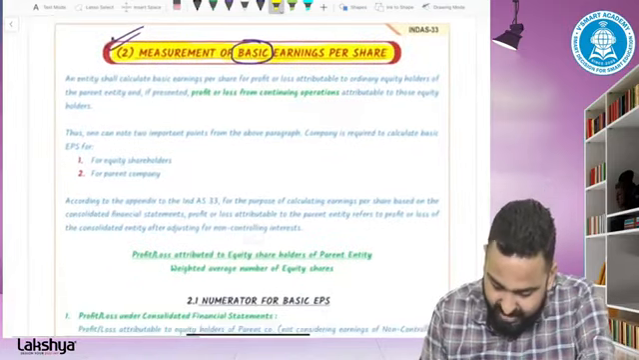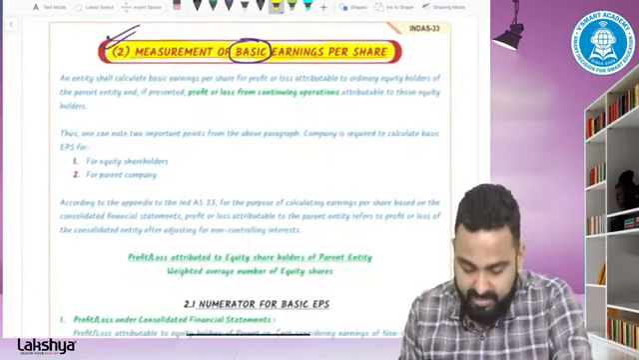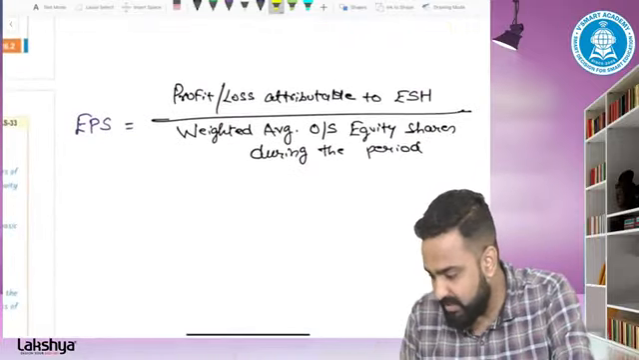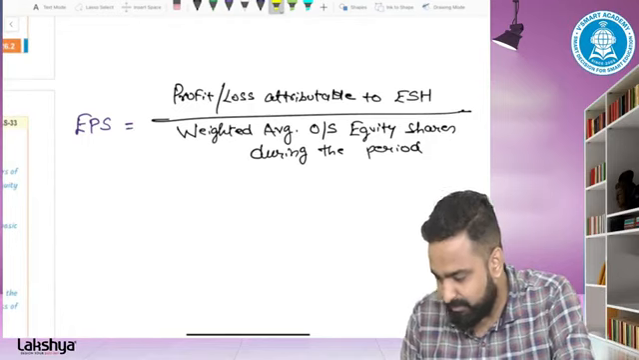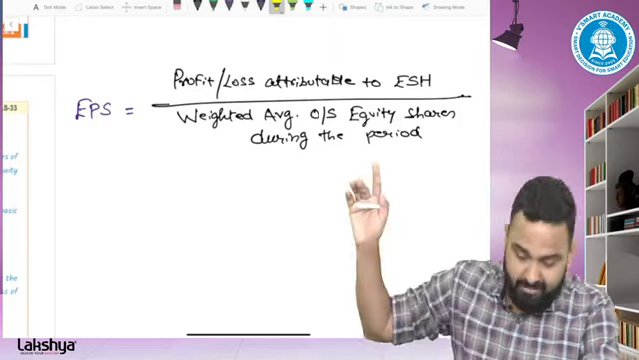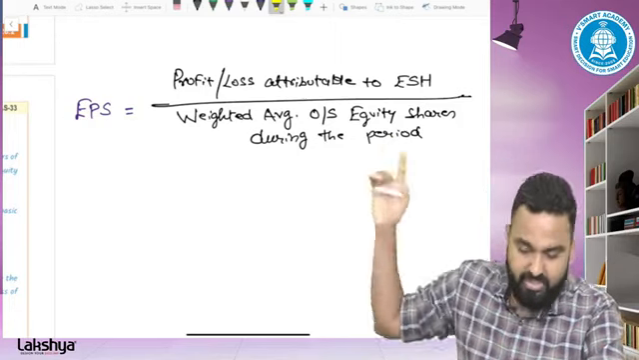Okay, so let's start. Measurement of basic earning per share. We just discussed the formula: profit or loss attributable to equity shareholders divided by weighted average outstanding equity shares during the period.